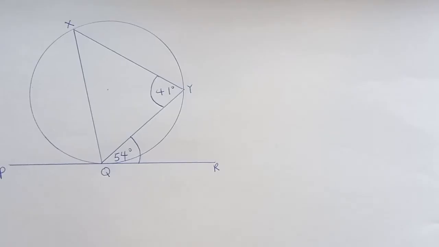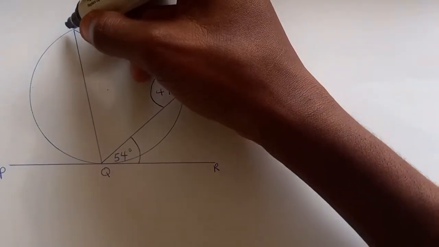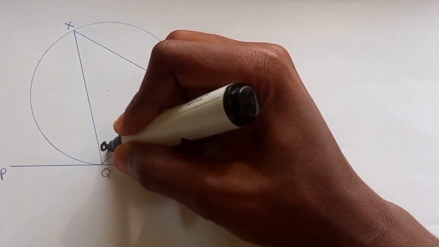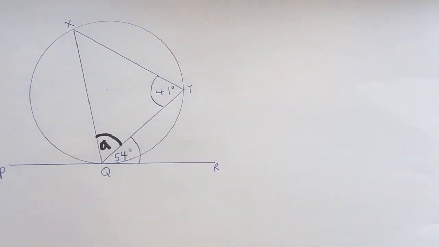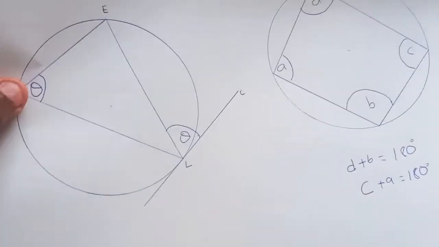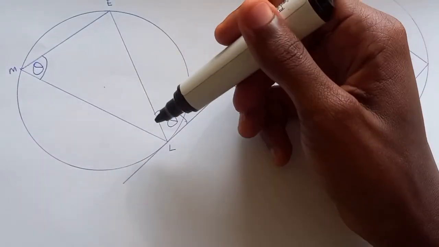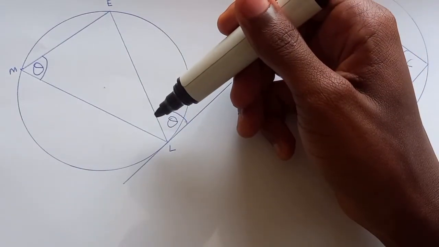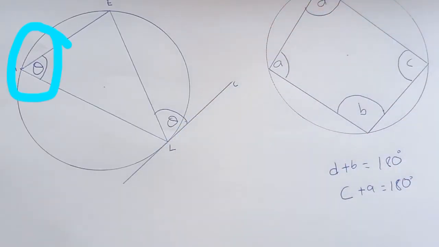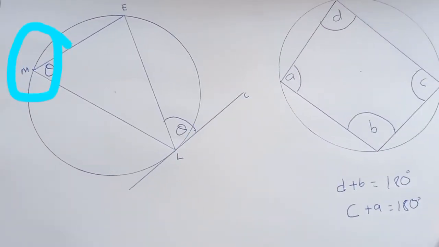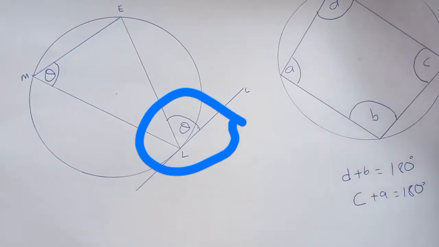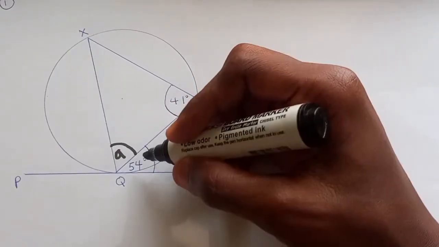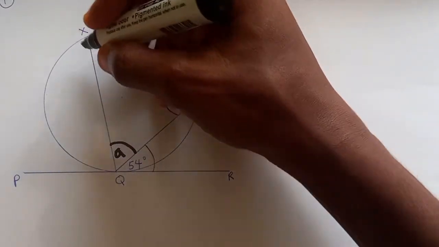In this example, we are told to find the angle between the x, q, y. So let's label this part A. But note that from the rules here, the angle between the chord and a tangent at the end of the chord is equal to the angle in the other segment, these angles. Okay, so once this side is 41, definitely this angle here is 54.